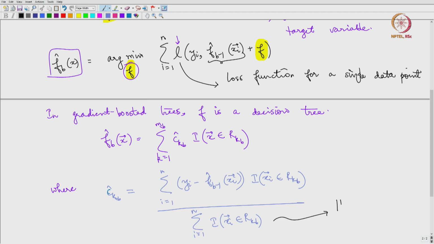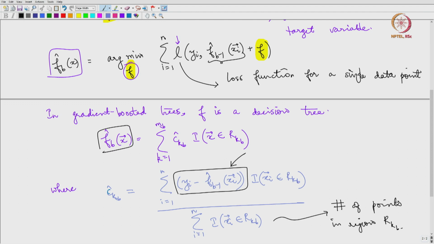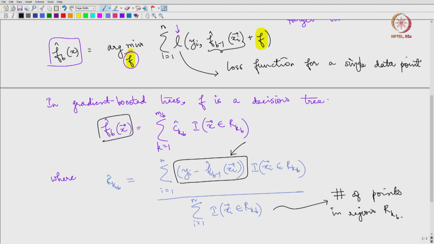This just tells you the number of points in region R_kb, and the numerator is averaging the error, which is related to the gradient of the loss function. We proved a few lectures ago that if you have a sum of squared errors loss function, then the gradient of the loss function is simply the error that we are making. So we are training the decision tree to predict the error that was made by the previous decision tree.